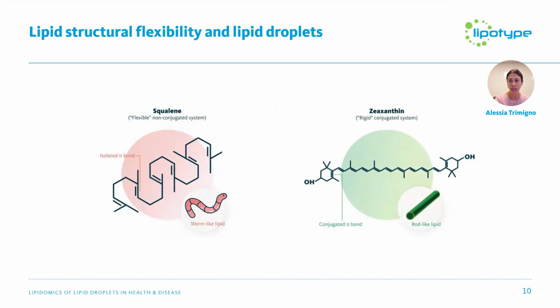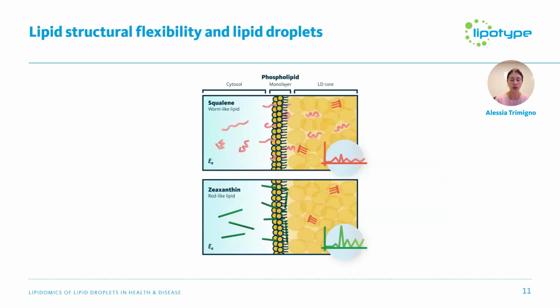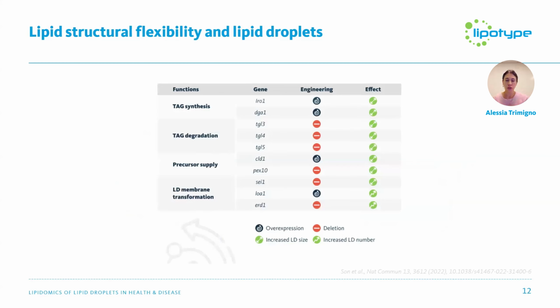They did some molecular dynamics simulations and some microbial lipid engineering to see how these two structures affect incorporation into the lipid droplet. First, we start with the molecular dynamics simulation, and you can see that the flexible lipids, so squalene, can enter the phospholipid monolayer and go into the tightly packed triacylglyceride core of the lipid droplet. While zeaxanthin, being more like a rod, becomes trapped in this phospholipid monolayer and cannot really penetrate into the core of the lipid droplet. The next step was going to in vitro studies.